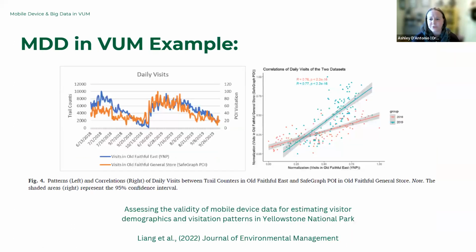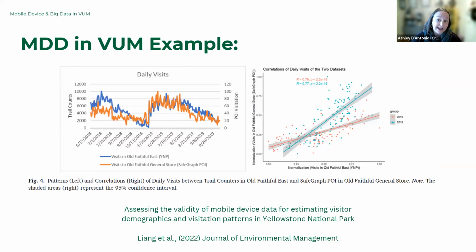Okay, so I'm gonna move through the last couple slides pretty quick, make sure we have time for discussion. This was a study, again, trying to validate using mobile device data in Yellowstone National Park. One of the key takeaways from this study is that it did a really great job of estimating use levels at kind of broad destinations, like how many visitors are at Old Faithful.